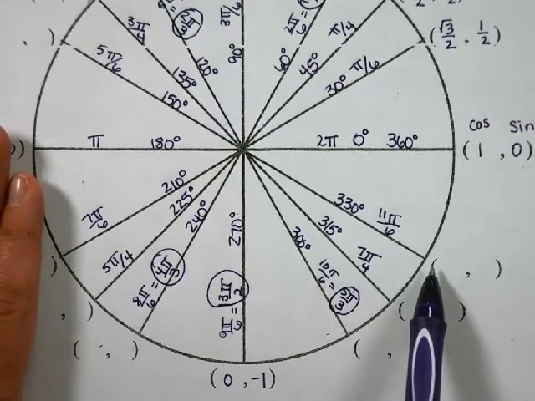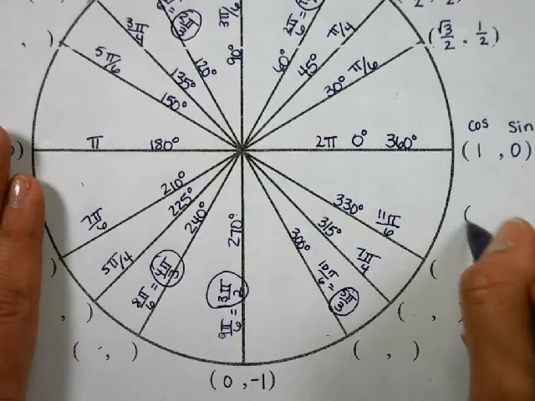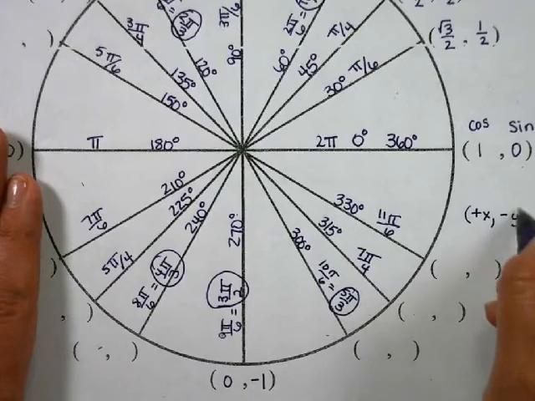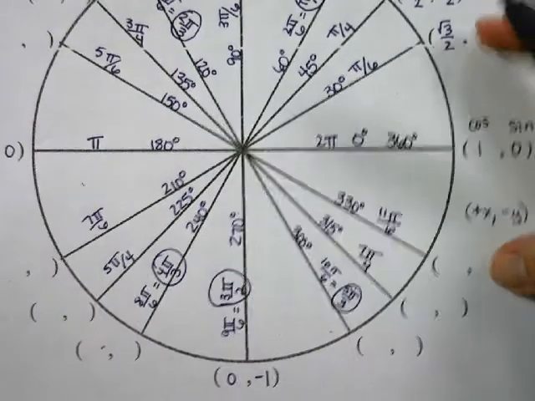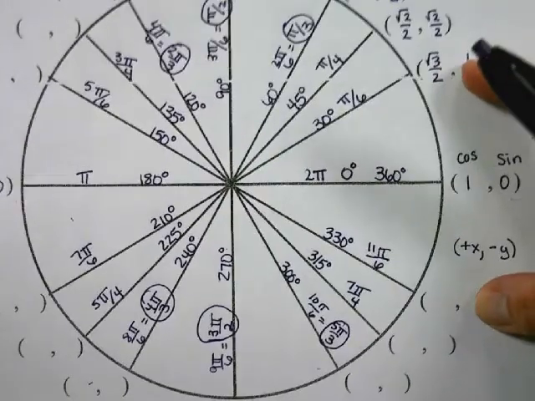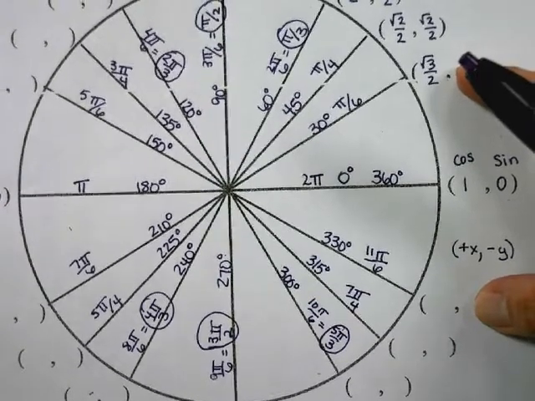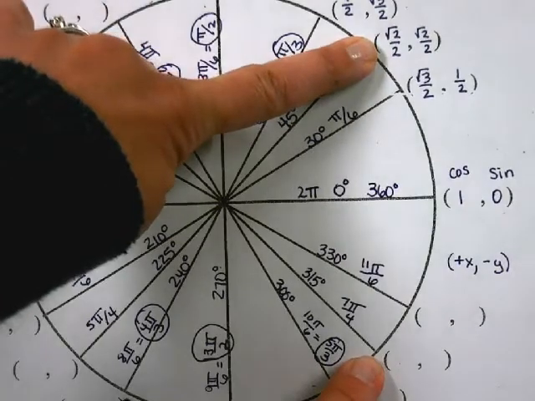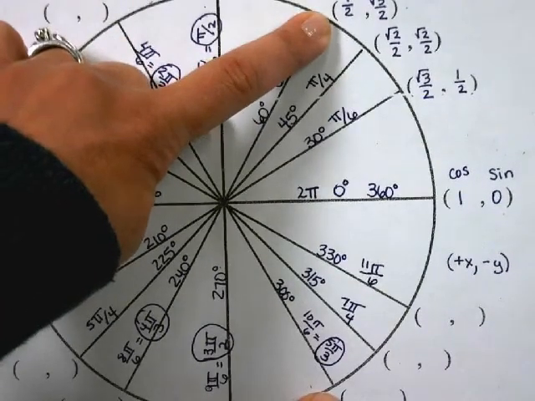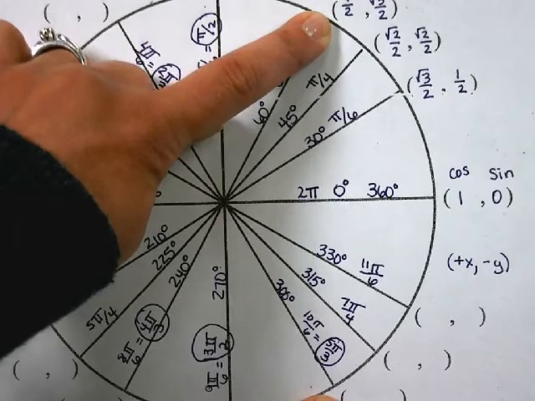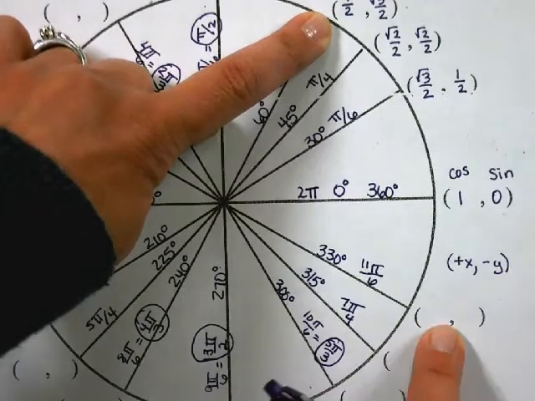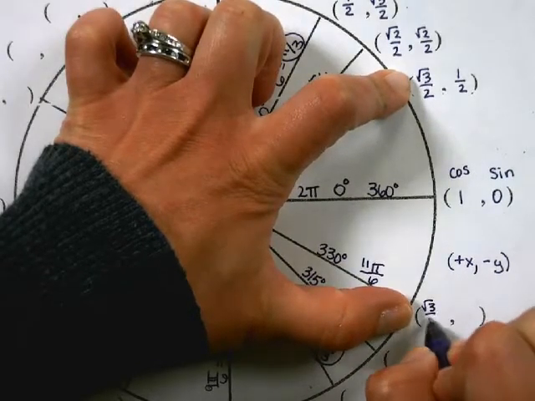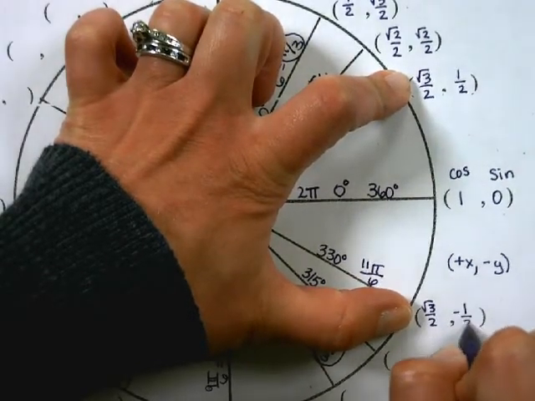What's x? Positive or negative? X's are positive. Y's are negative. So these ordered pairs are going to be the same. They're only going to differ by their positives and negatives. So this ordered pair right here is going to be root 3 over 2, comma, negative 1/2.